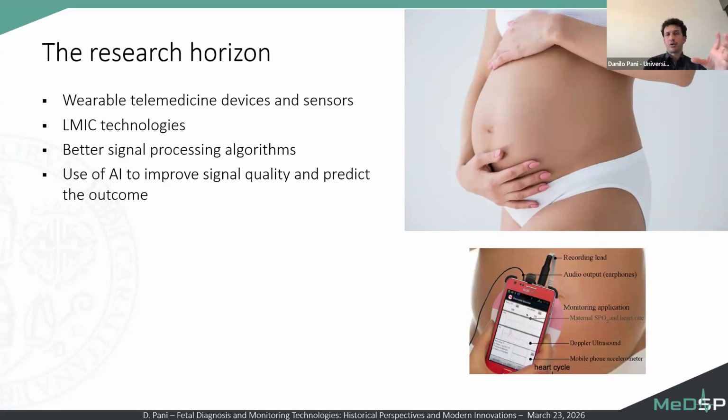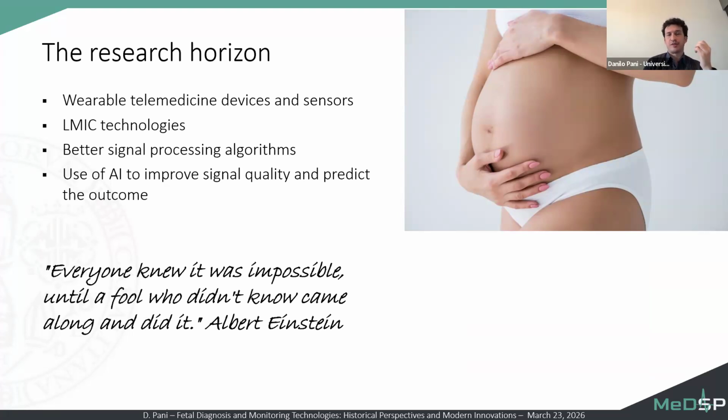So no more as monitoring devices, just providing traces that must be read by the clinicians, but also providing a clinical decision support system able to suggest to the clinician potential risks for the baby. All of this requires, of course, new technologies and new signal processing and artificial intelligence methods. And so I think that along with the technological aspects related to sensors, this is the key aspect of the research horizon in the field.